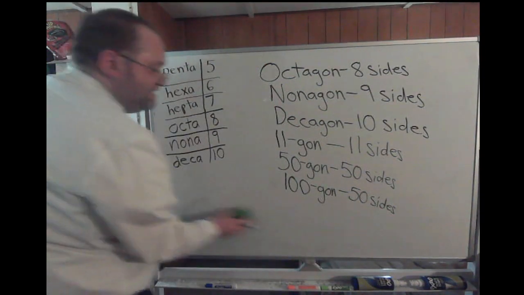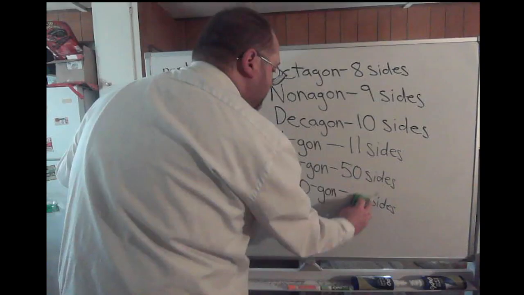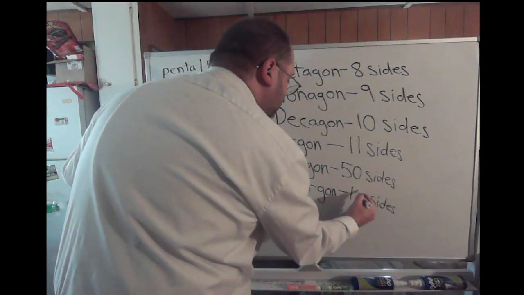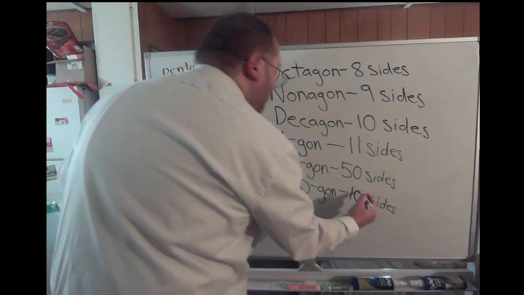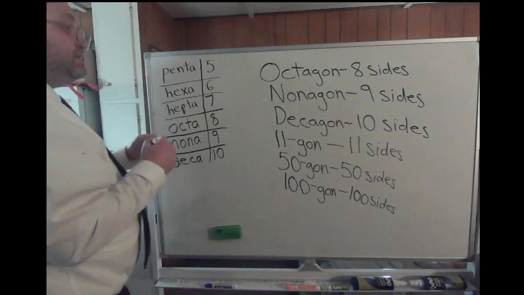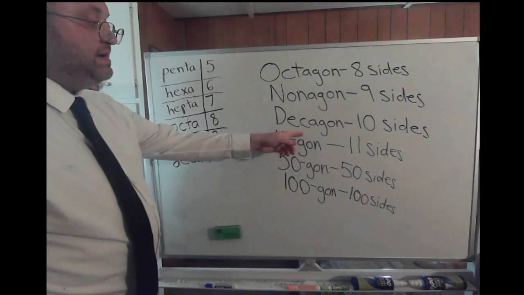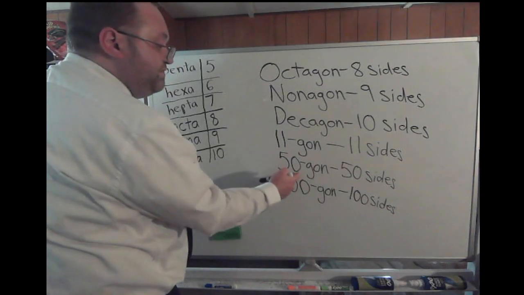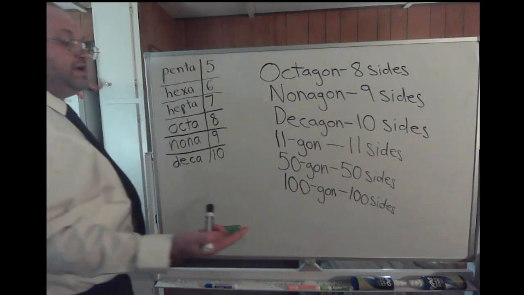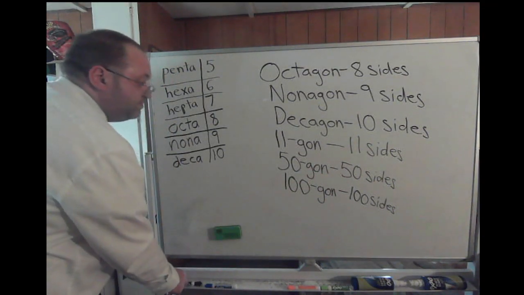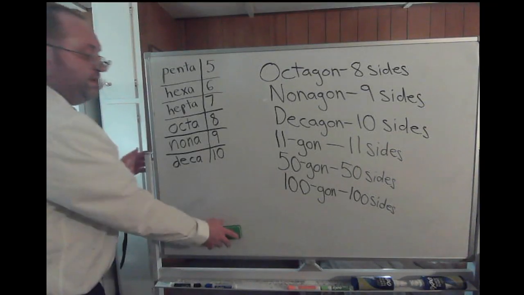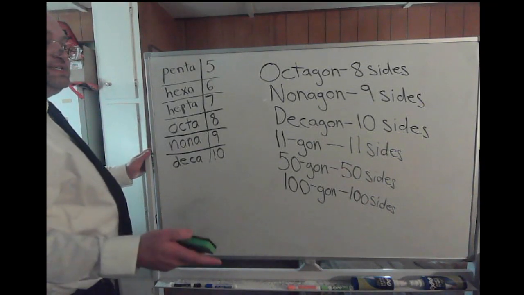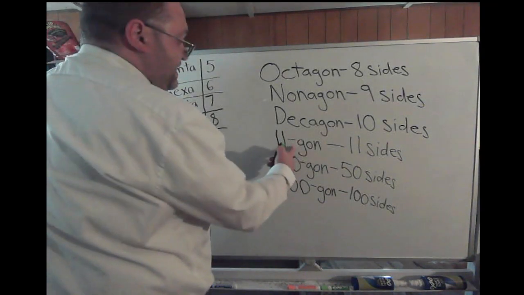I mean, 50 sides, 100 sides. What am I saying? A 100-gon would have 100 sides. Alright. So yes, once you get past 10 sides, you just call it an 11-gon, or a 12-gon, or a 50-gon, or a 100-gon. That's what you would call any figure that has greater than 10 sides, just by the number of sides then -gon.